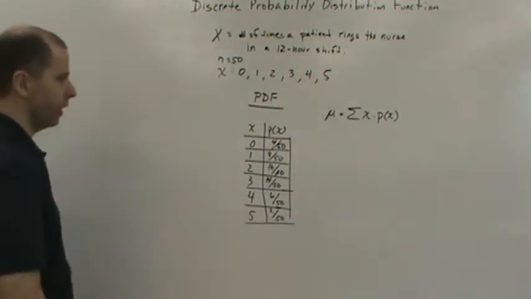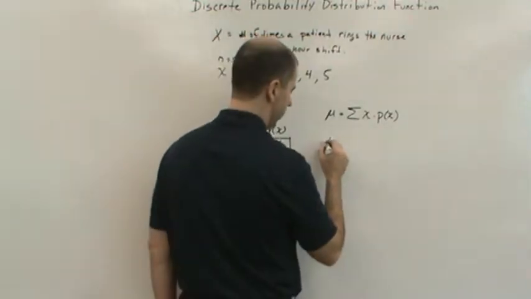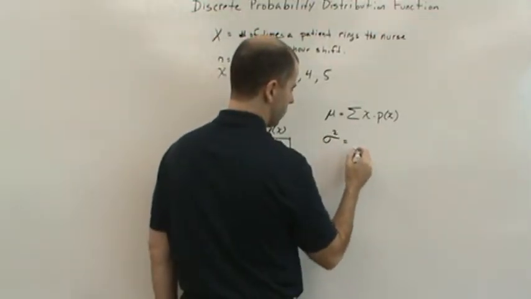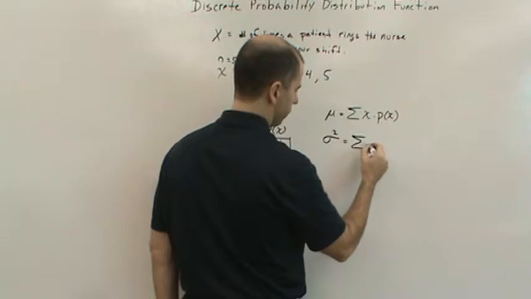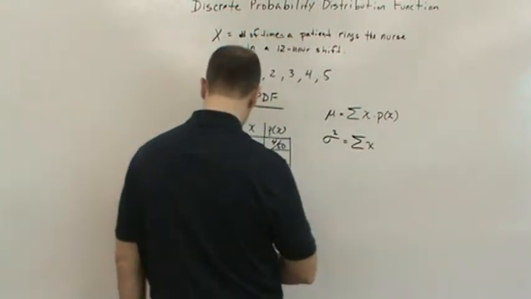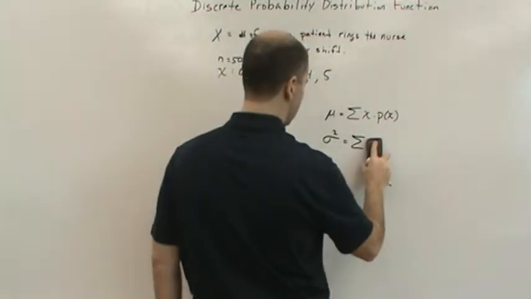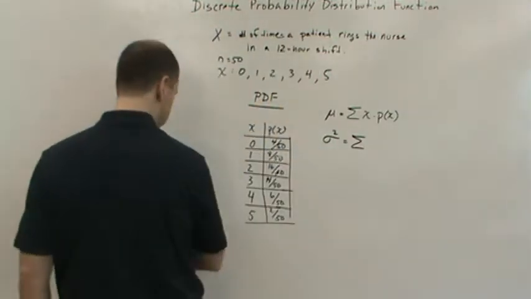So now, what about the variance? Well, variance is equal to this. Let me write the general form first.